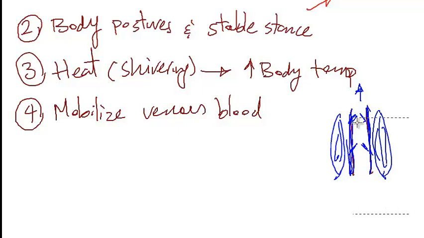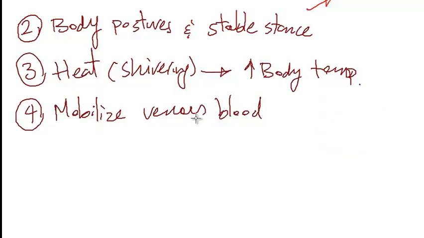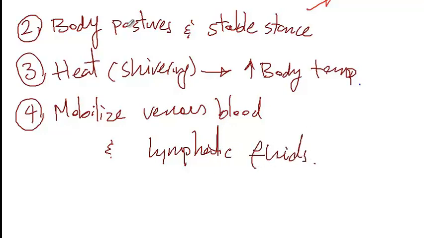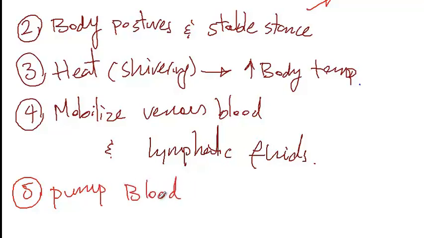So another function of skeletal muscles is to help mobilize venous blood, and it can also help to mobilize lymphatic fluids. So these were so far the functions of skeletal muscles. Now let's discuss the function of the cardiac muscle, which is used to pump blood into our systemic and pulmonary circulation. And similar to skeletal muscles, these cardiac muscles are striated because they have a similar sarcomere structure, which we will discuss later in this video.